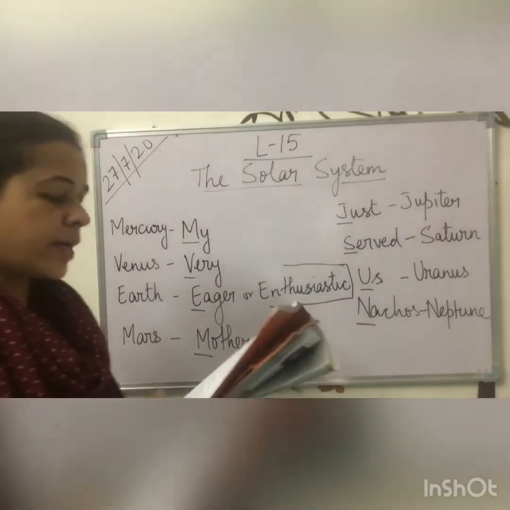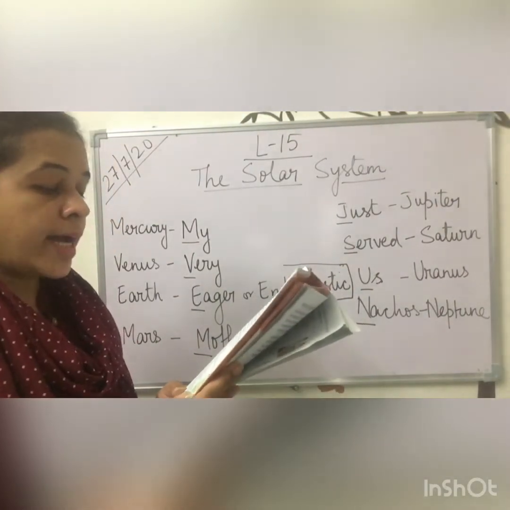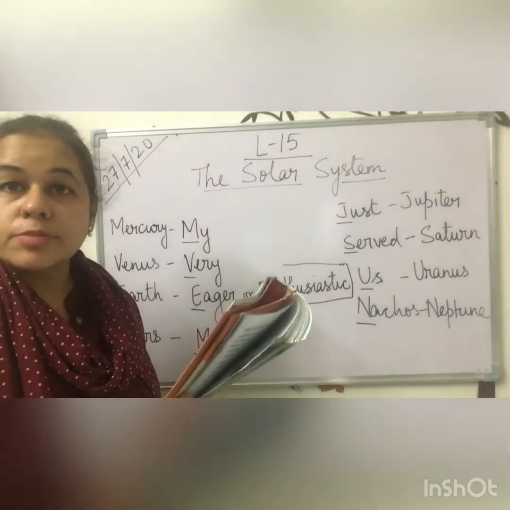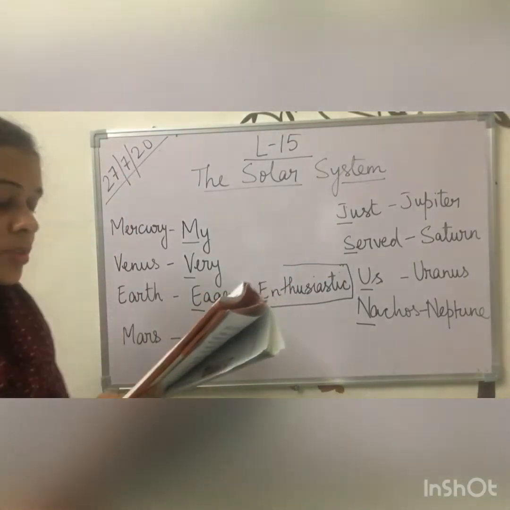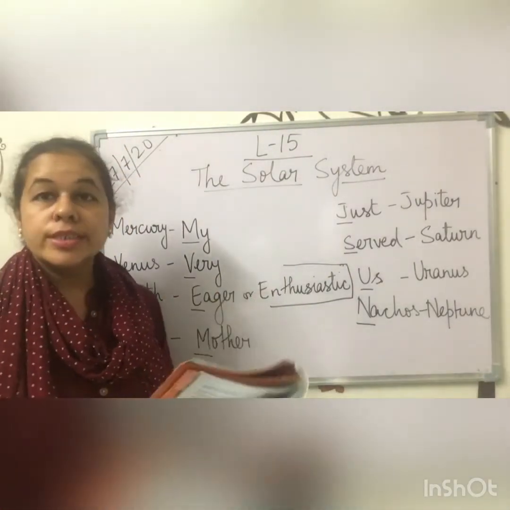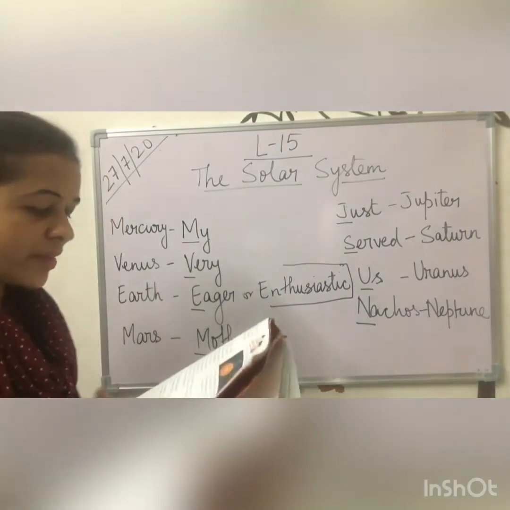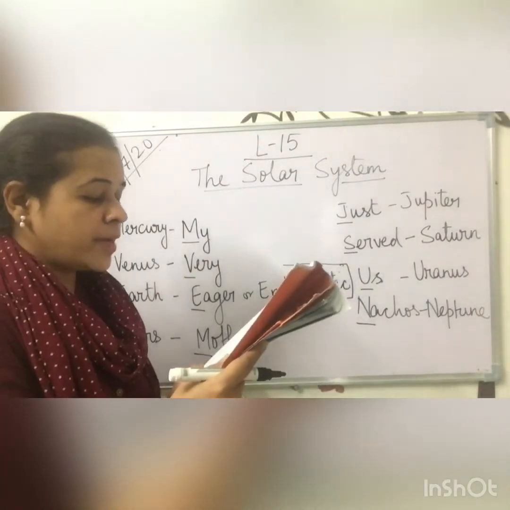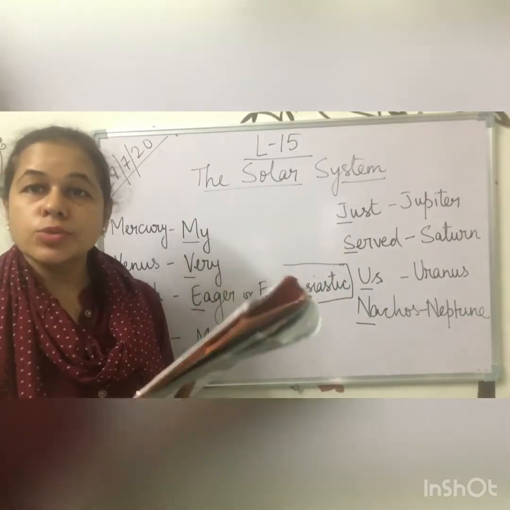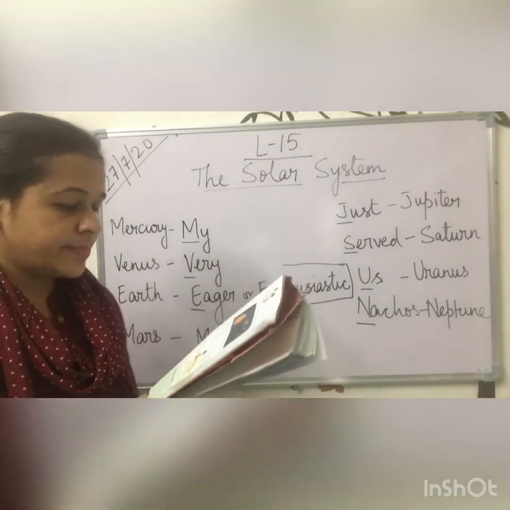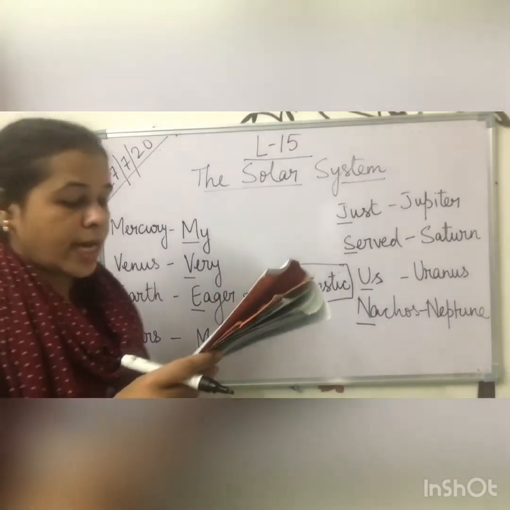Now, second one, Venus is the brightest planet in the solar system. So which is the brightest planet? Venus. It is also the hottest planet. So you can say brightest and hottest equals Venus. It is the planet closest to the planet Earth. So which planet is closest to the Earth? It is Venus. It is a planet with no satellite.